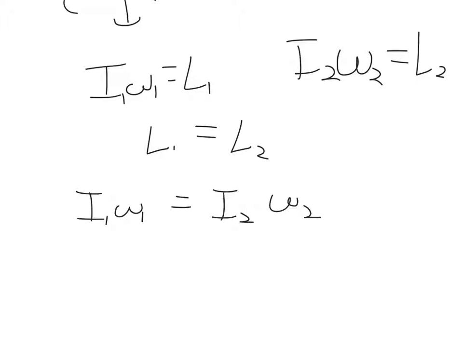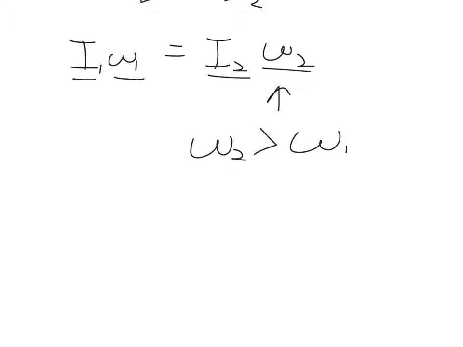So let's think about this. What we definitely see in the second position is that omega 2 is faster. We see a faster moving, spinning skater. Well, what must that mean? In order for these things to be equal, if the right omega 2 is bigger than the left omega 1, then the right moment of inertia should be less than the left moment of inertia. And that should make some sense, right?